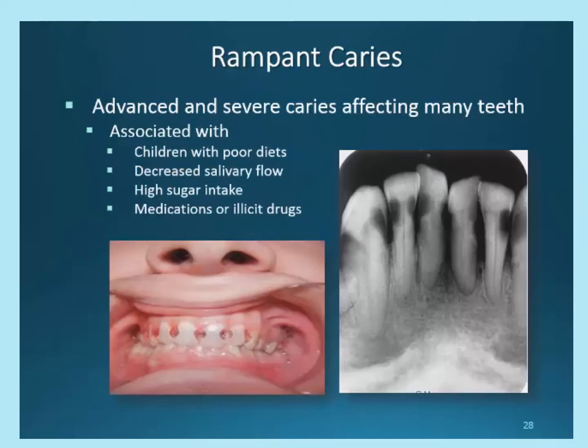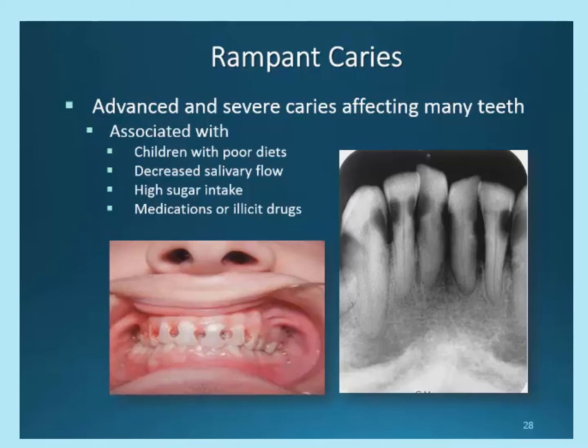Rampant decay is advanced to severe decay affecting children with poor diet. With this, we see decay in patients taking methamphetamines because of the lack of salivary flow that occurs from the use of the drug and the change in the pH of the saliva. High sugar intake and medication can also bring about this situation.